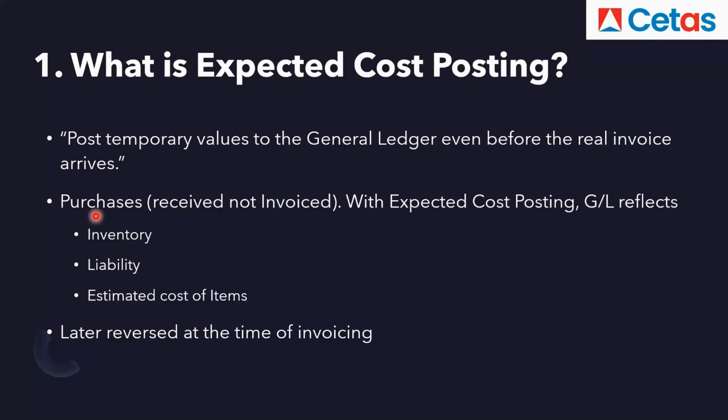With expected cost posting, the GL temporarily reflects the increase in inventory, liability estimate, and the estimated cost of the shipped items. This helps for internal tracking. When the actual invoice is posted later, the temporary entry is automatically reversed and the real entries are posted with the actual cost. So, Business Central always starts with temporary numbers and replaces them with the real ones later.